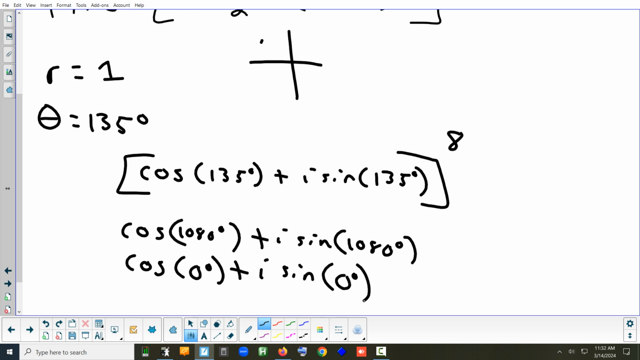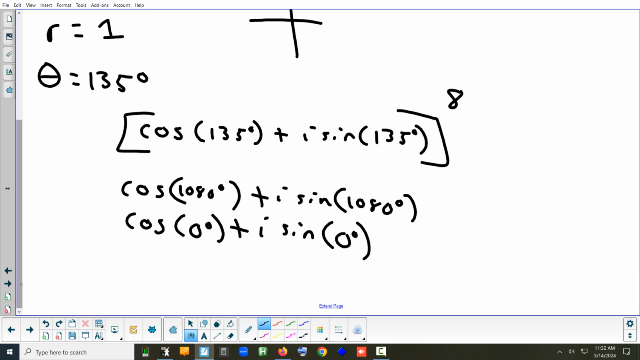If you were to put it back into standard form, what would that be? What's the cosine of 0? That's 1, and sine is 0, so we just get 1 plus 0i, or 1.